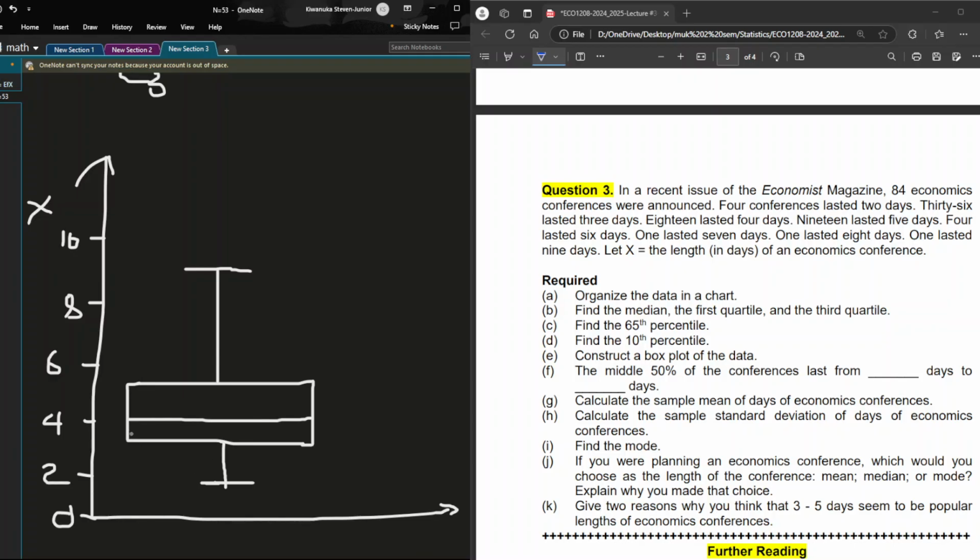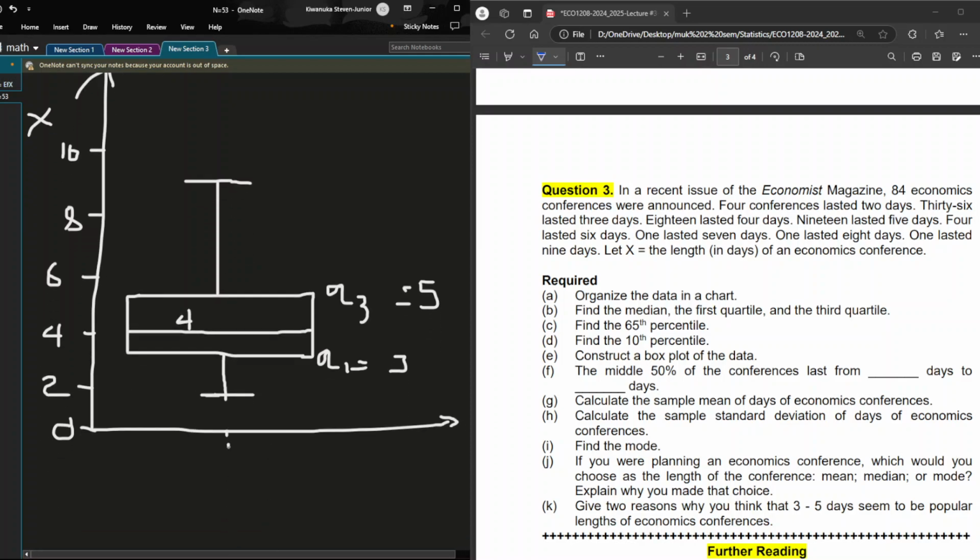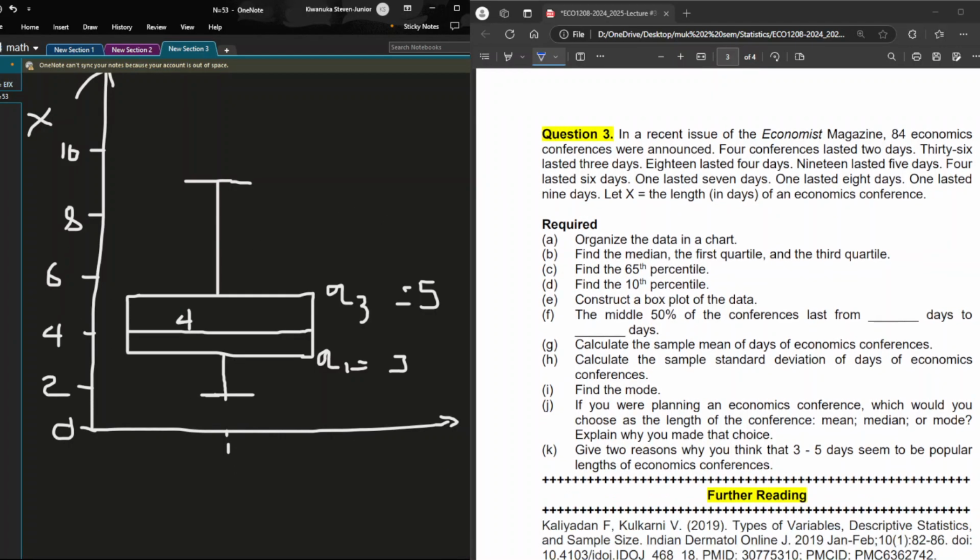In case we had the mean, it would always be lower and dotted. We can here indicate that Q1 is 3, then Q3 is 5, then maybe here the median, which is 4. This is 1. Sometimes this is drawn horizontally. We'll find the lecturer's preference.